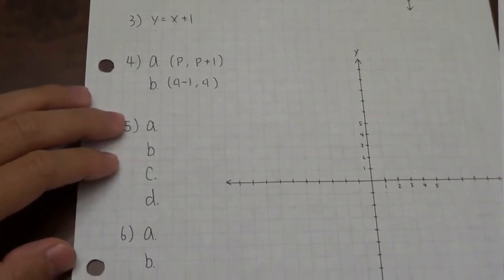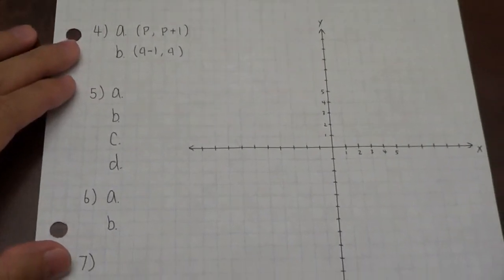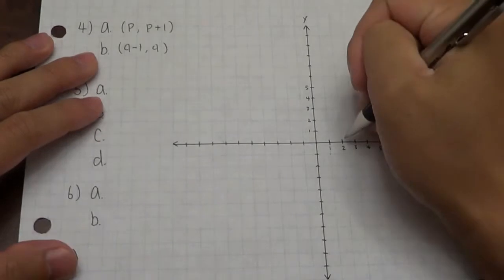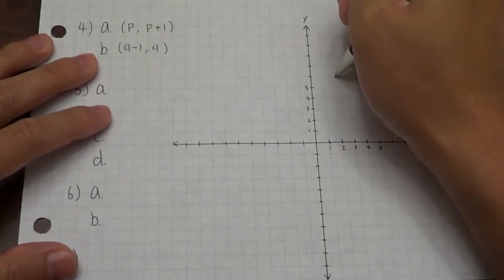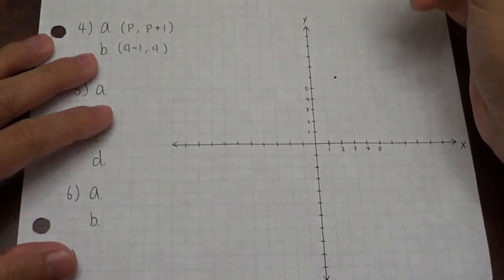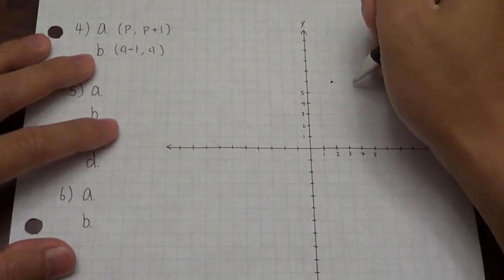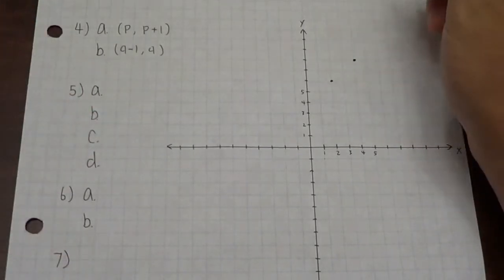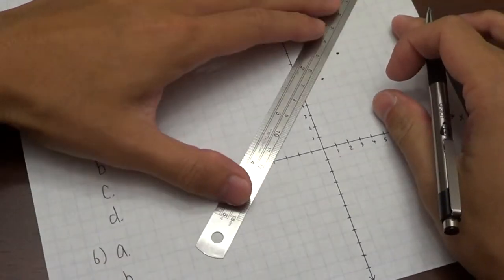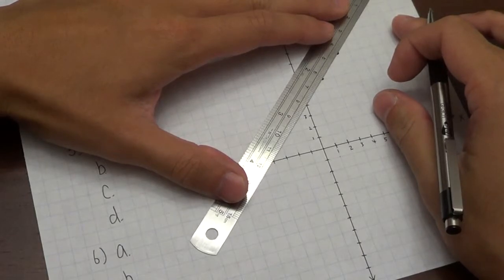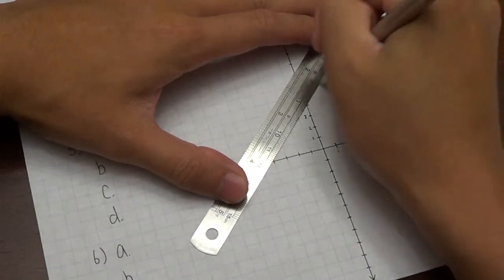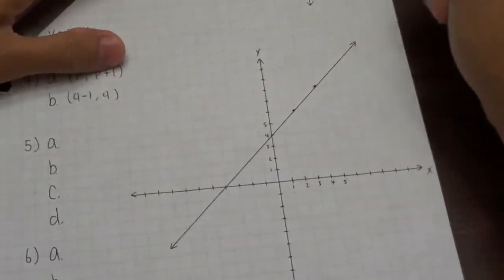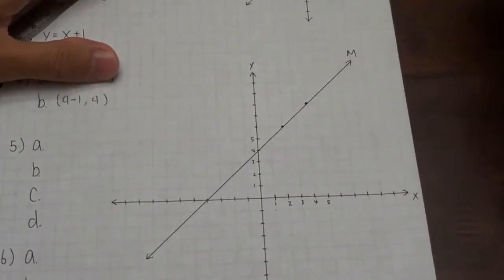Now for 5 through 7, I need to come up with a different graph. We're supposed to plot the points (2, 6), which is right here, and then (4, 8), (5, 9), and (7, 8)... which is right here. And do the same thing, connect it with a line. And this line is labeled M.